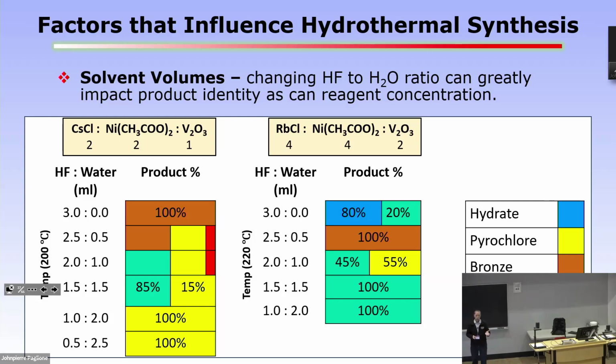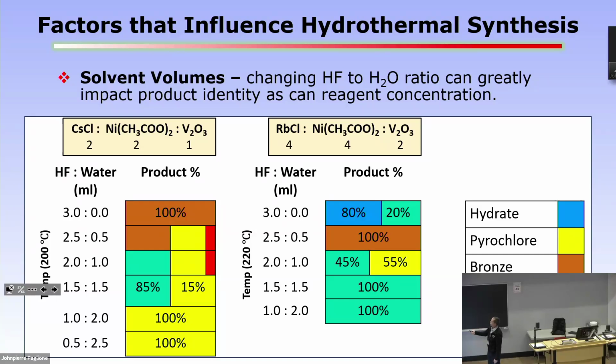And so one thing we looked at is the impact of concentration, keeping the volume of the liquid the same, and the impact of water versus HF. So at the same temperature here, we took this reaction and then changed the HF to water ratio: 3, 2.5, 0.5, all the way down to here. And these were the products, with this little handy dandy color chart, that we isolated.